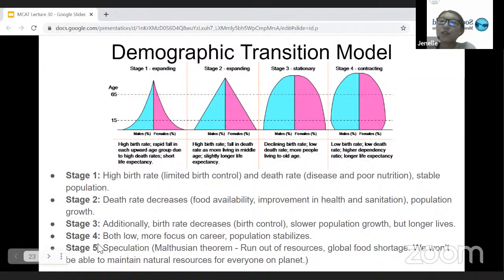And then for stage 4, this is when both birth rate and death rate are low, and it tends to be that more people have a focus on career. So like for women, they might not be reproducing as much as they did maybe in the earlier stages. And it tends to be that the population stabilizes.